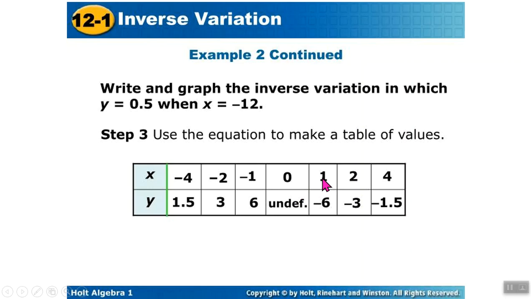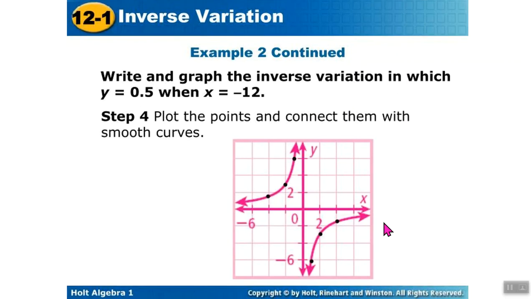Put 1 instead of x, it will be negative 6 over 1, which is negative 6. Now negative 6 over 2, negative 3. Negative 6 over 4 is negative 1.5. Now these are the points, the ordered pairs: negative 4 with 1.5, negative 2 with 3, negative 1 with 6, 1 with negative 6, 2 with negative 3, 4 with negative 1.5. Now plot these ordered pairs.